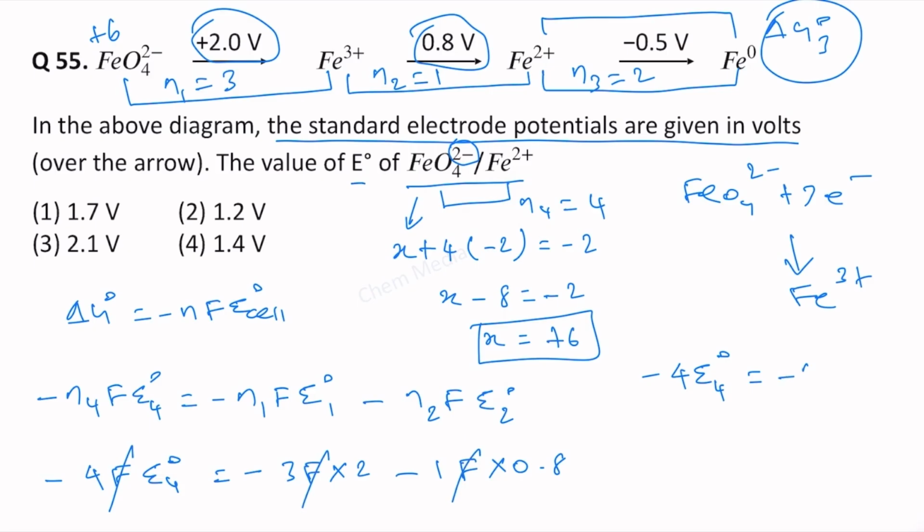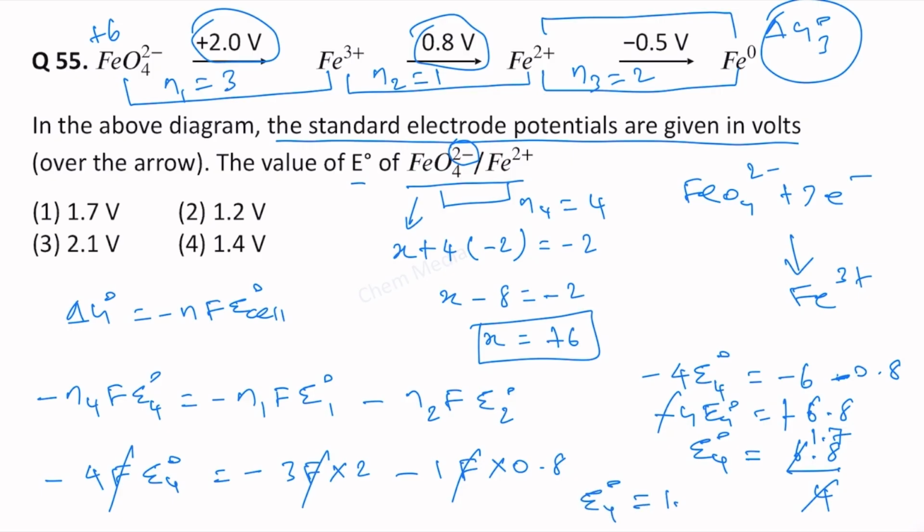This is equal to minus 6, because 3 times 2, minus 0.8. Therefore minus 4 E4 standard is equal to minus 6.8. Minus is common on both sides, therefore I am removing the minus. So E4 standard is equal to 6.8 divided by 4. So therefore that is equal to, 7 times 4 is 28, therefore 1.7. Therefore E4 standard is equal to 1.7 volt. So this means option 1 is correct.